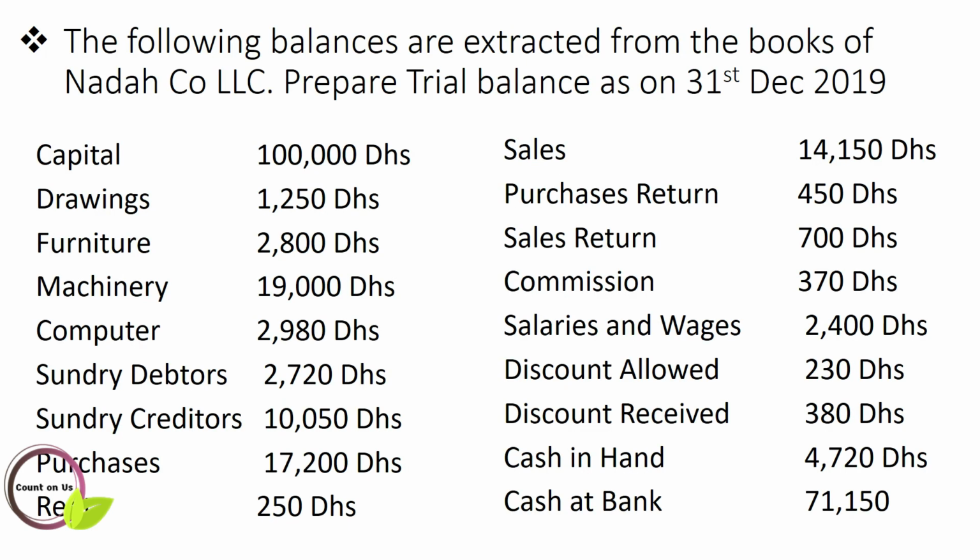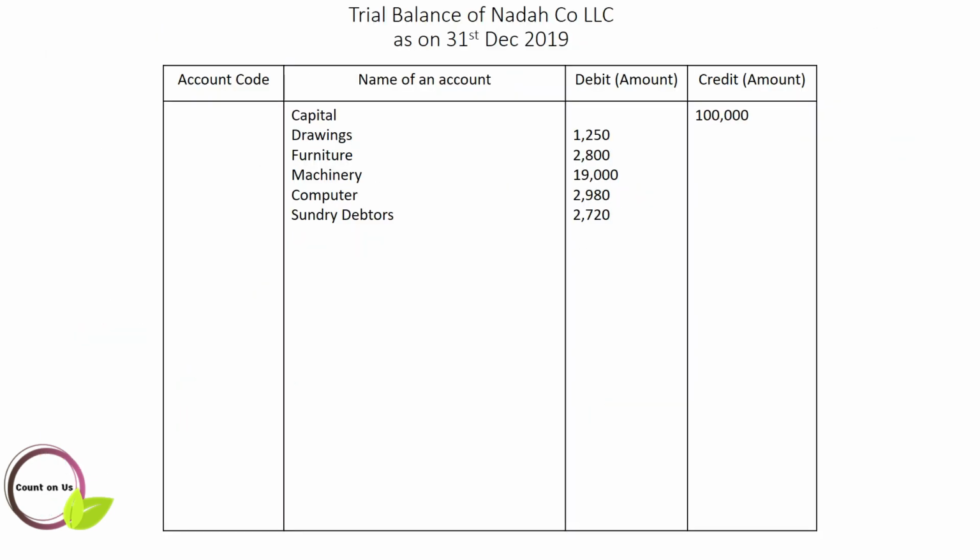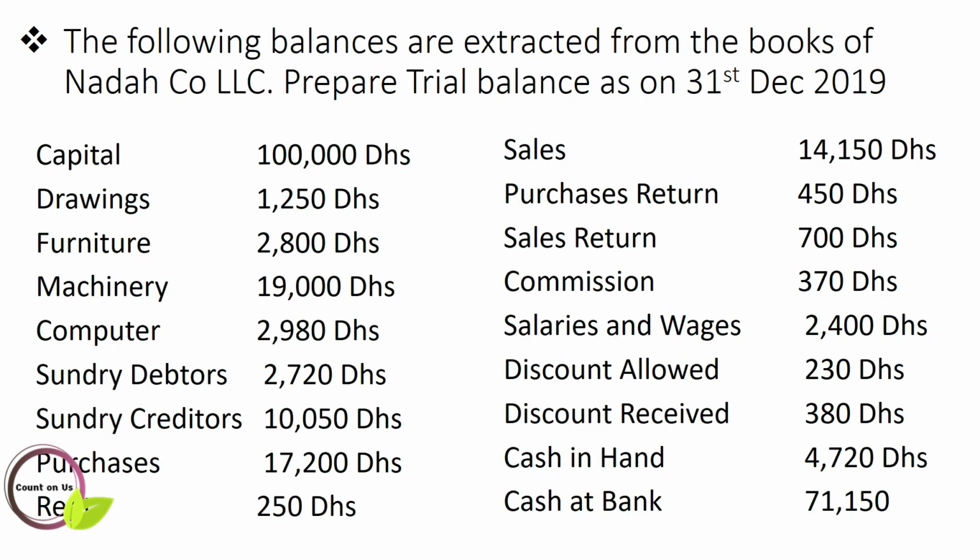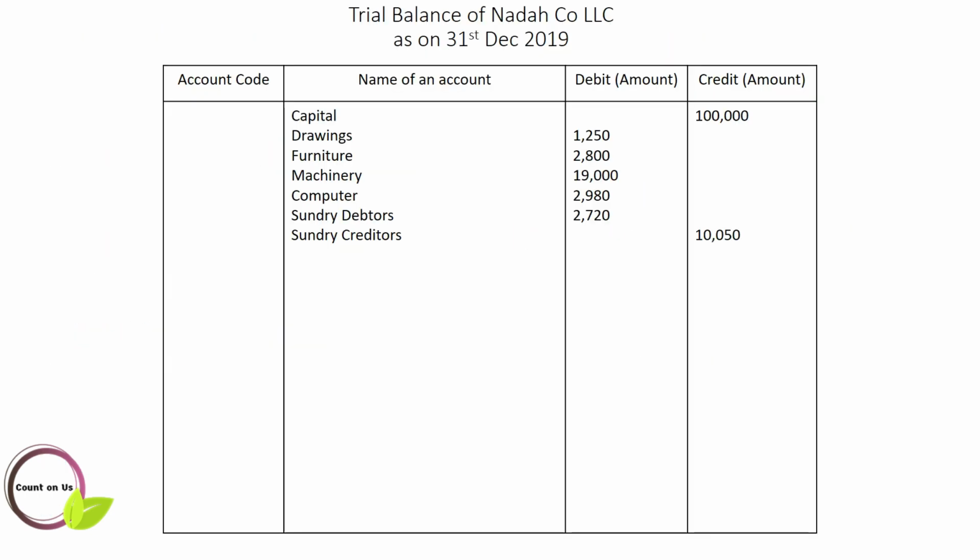Sundry debtors, 2,720 dirhams. A person who receives goods or services from a business on credit, or does not make the payment immediately and is liable to pay the business in future, is called a sundry debtor. It is an asset of the business and is to be debited. Write sundry debtors in the trial balance and the amount in the debit column. Sundry creditors, 10,050 dirhams. Any person who supplies goods, services or consumable items to a business on credit is called a sundry creditor. It is a liability of the business and is to be credited. Record sundry creditors in the trial balance credit column.